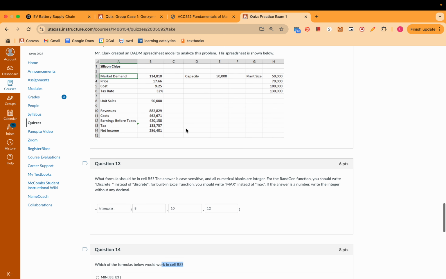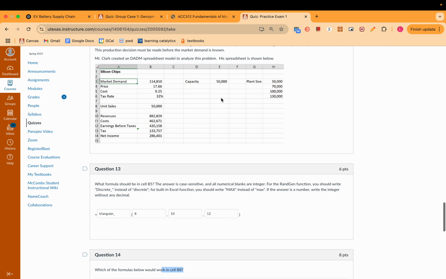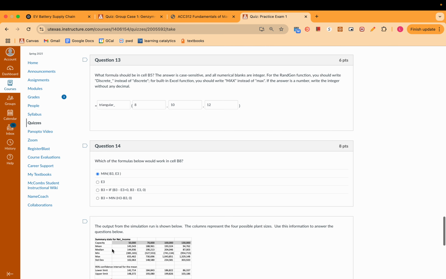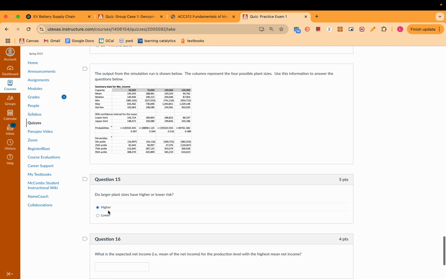In cell B8, we are looking for unit sales. So the sales would be the demand or the capacity. So you would do minimum equals MIN of B3, E3. Perfect, right there. So this is an output. You also need to know how to look at the outputs for simulation. So do larger plant sizes, as this number goes up, does it have higher or lower risk? We can see that the standard deviation tends to be going up, so we would go higher.